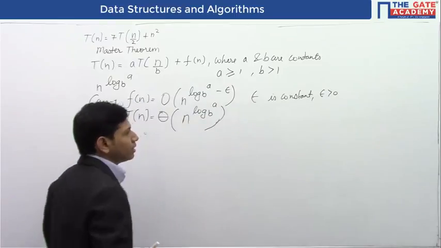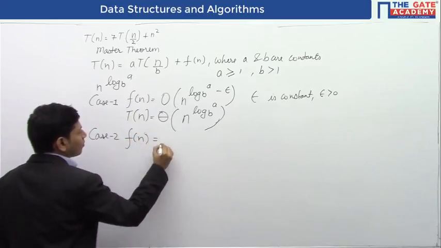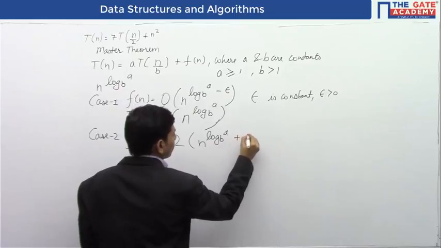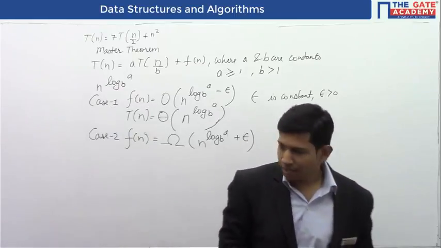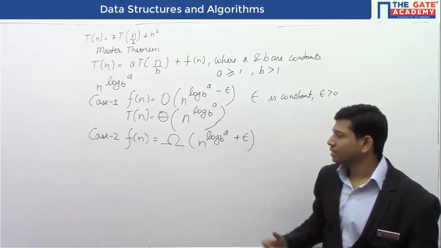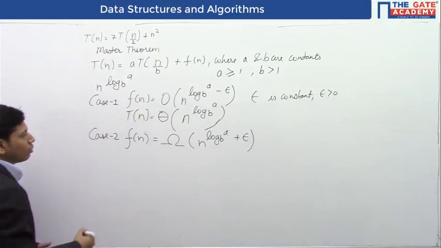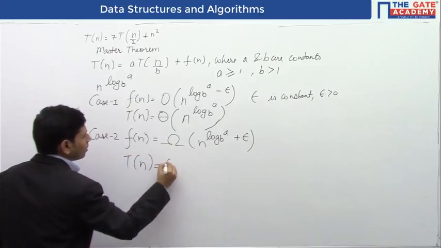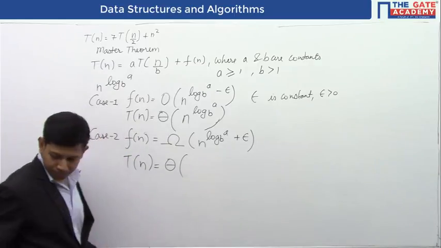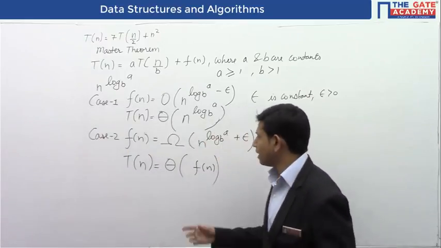So now let's look at case 2. If f(n) is n raised to power log of a base b plus epsilon, in that case, since f(n) is greater than n raised to power log of a base b, T(n) will be theta of f(n) itself. Because f(n) is greater, T(n) will be f(n) itself.